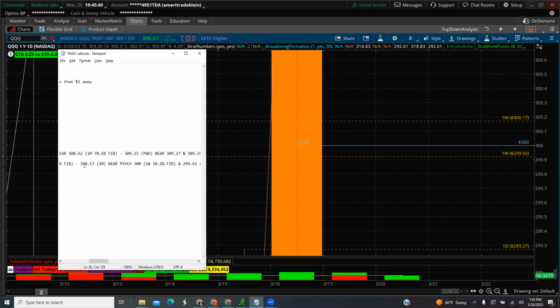All right, so we got all these kind of stacked on each other. We got 317, we got 300, which also happens to be a weekly level as well, and another weekly level right beneath it, all less than 50 cents from each other. And those are all pretty big levels when you have weekly levels and monthly levels.